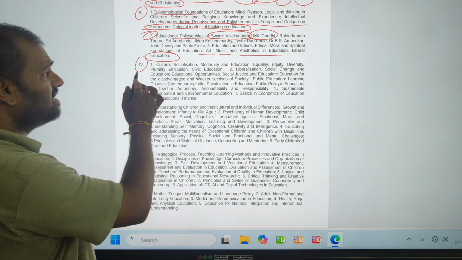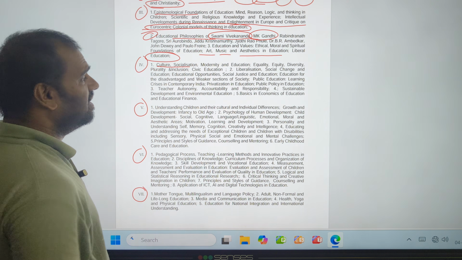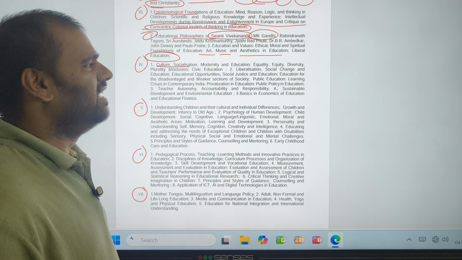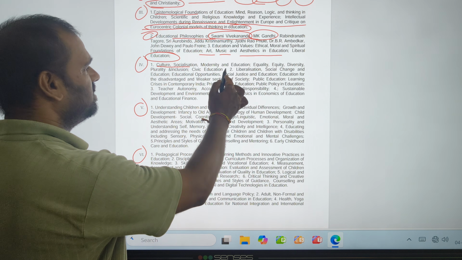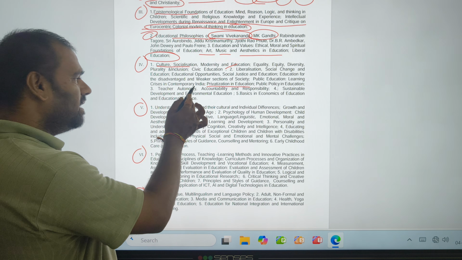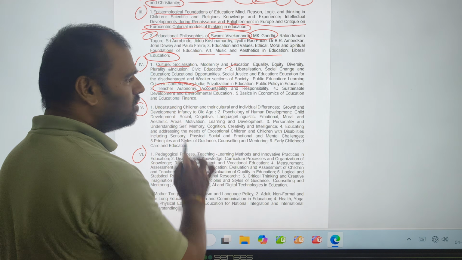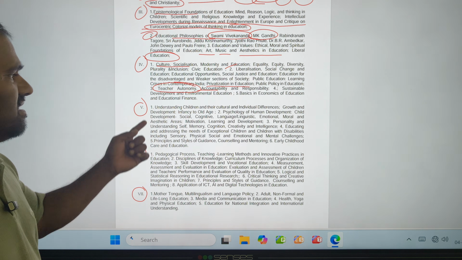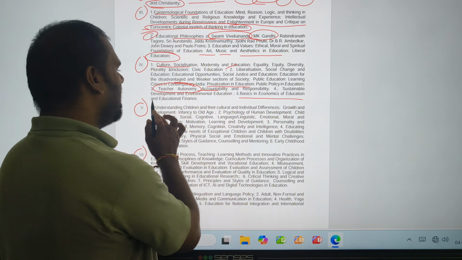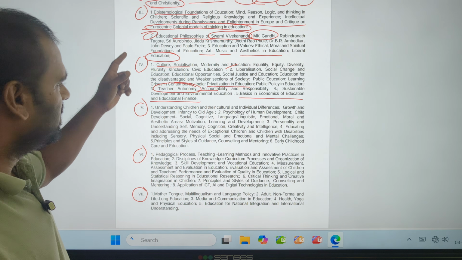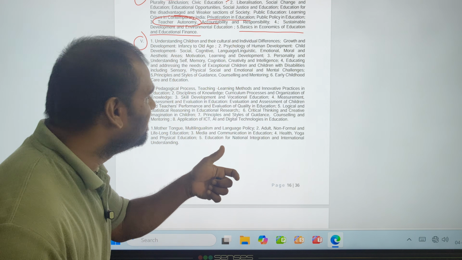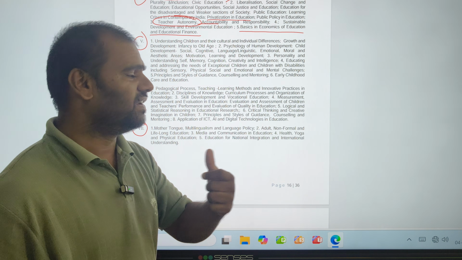So now here, chapter 4, sociological foundation, culture. What is culture? Socialization, modernity and education, equality, equity, diversity, liberalization, privatization in education, public policy in education, teachers' autonomy and teachers' accountability, teachers' responsibility, sustainable development and environmental education, basics in economics of education and educational finance. So these are the things you are going to study under chapter 4. So chapter 5, understanding children, their cultural and individual differences.